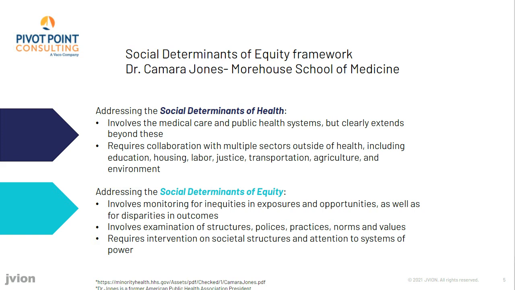Social determinants of equity look more at structural issues and involve monitoring for inequities in exposures and opportunities, as well as disparities in outcomes. This is really where we're looking at health outcomes. It involves examination of structures, policy, practices, norms, and values, and requires intervention on societal structures and attention to systems of power.